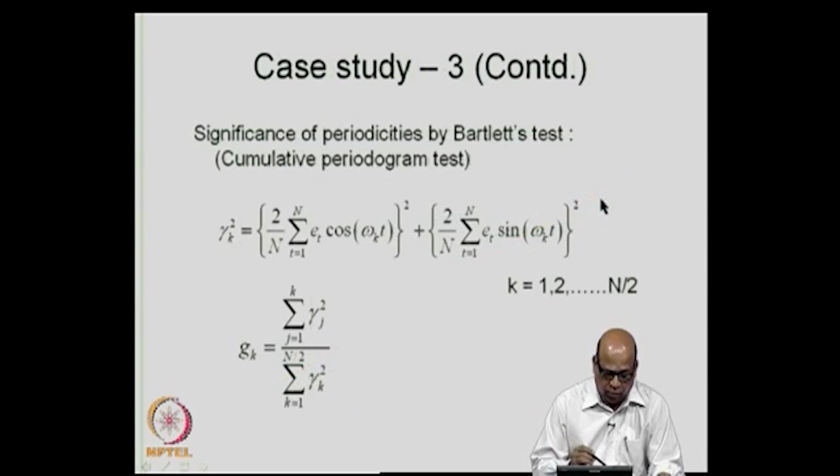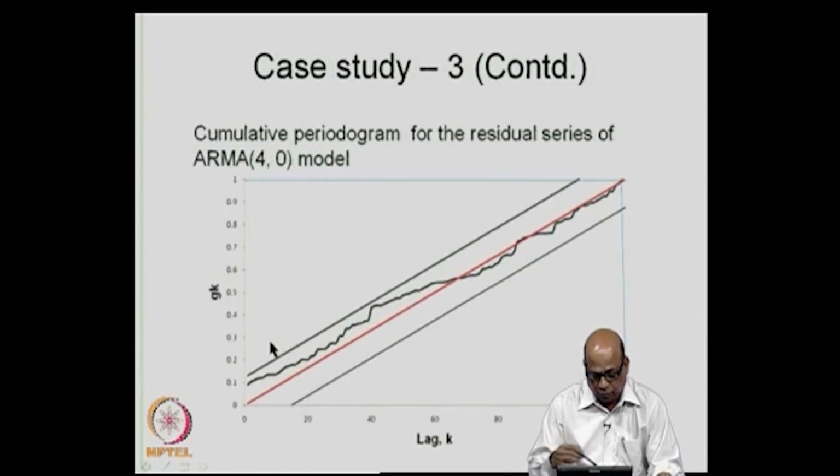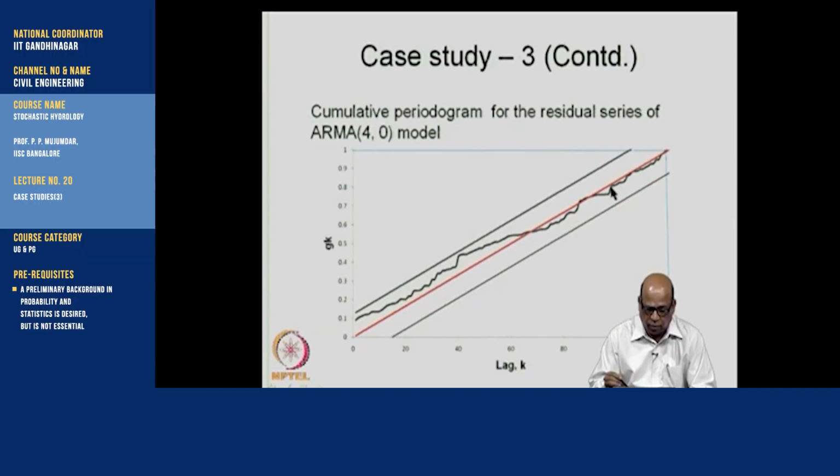How do we get the cumulative periodogram? We apply this now on the residual series. So, you get G k on the residual series, and G k versus k on the residual series. This is the plot of the cumulative periodogram. This dark blue line, black line shows the cumulative periodogram.